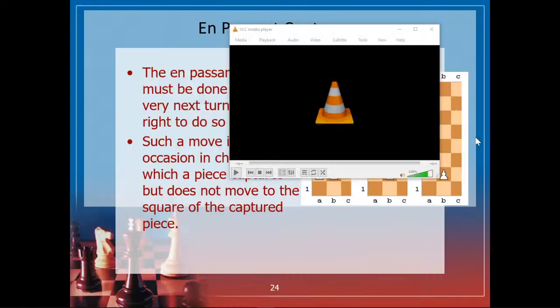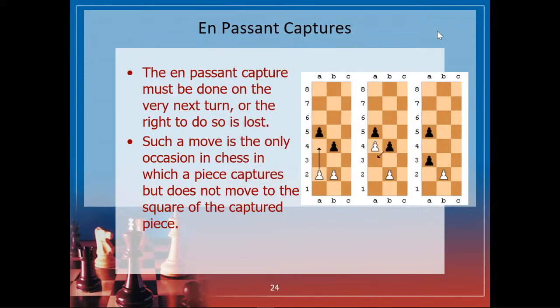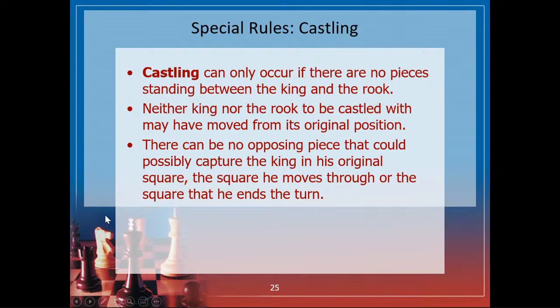All right. Do we have a little bit better understanding of en passant now? Okay, good. Let's keep moving. Let's talk about our second special rule, and that's castling.